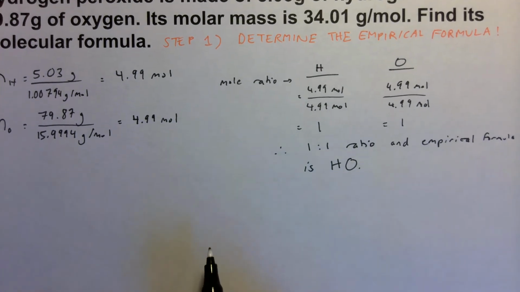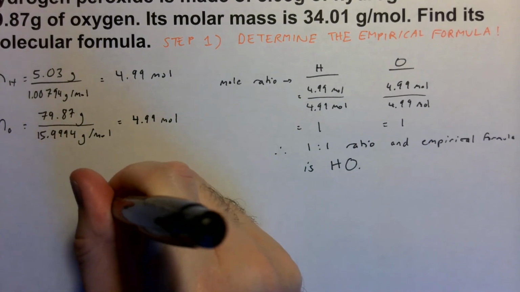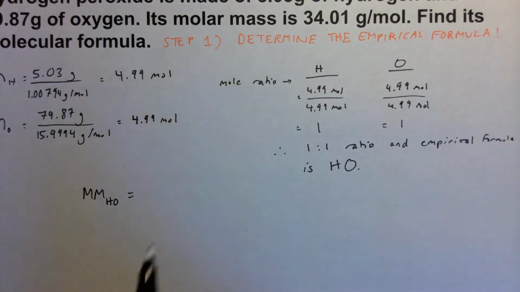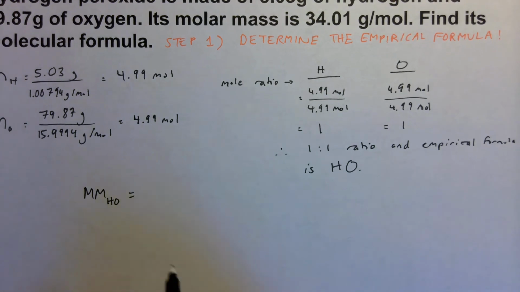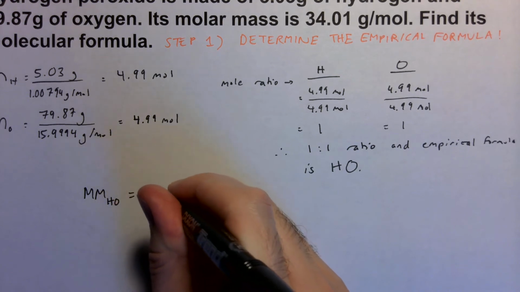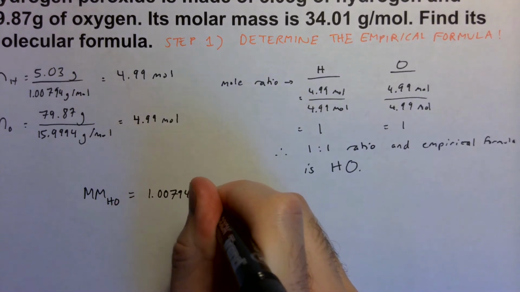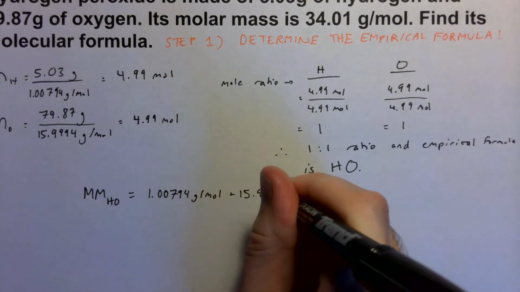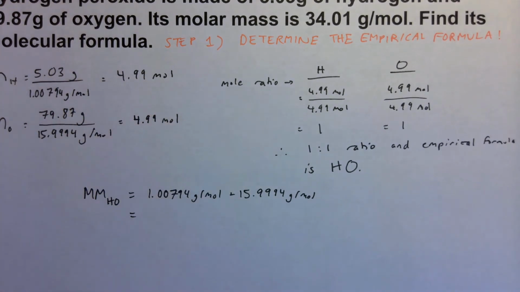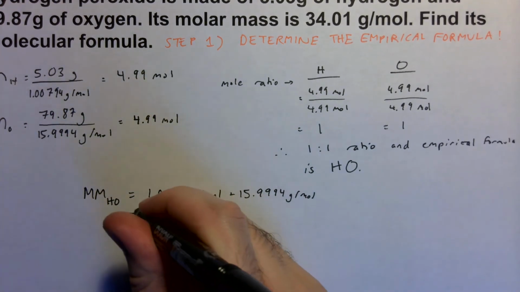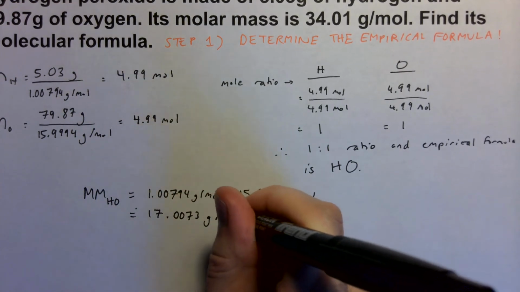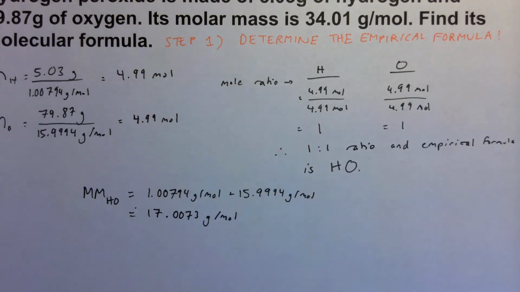So first, we're going to find the molar mass of the empirical formula, and then we're going to compare that to the molar mass of the actual molecular formula. So the molar mass of HO, it's the molar mass of 1 hydrogen plus 1 oxygen. And what that ends up being equal to, approximately, is 17.0073 grams per mole.